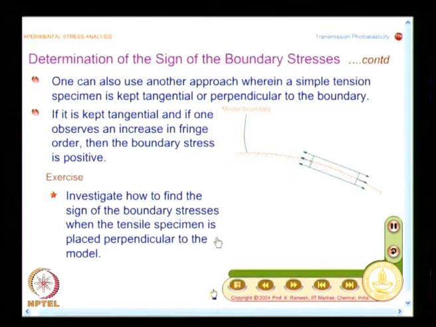So, what we have seen is that we can find out the sign of the boundary stresses either by using a nail test or a sharp edge, or even by having a simple tension member kept in front of the model. And in fact, if you use stress freezing, you can stress freeze the tension specimen and keep it ready, and just keep it tangential or perpendicular to the boundary; you do not even have to pull it. You will get that idea after looking at how people employ 3-dimensional photoelastic analysis, wherein they use stress freezing followed by slicing.